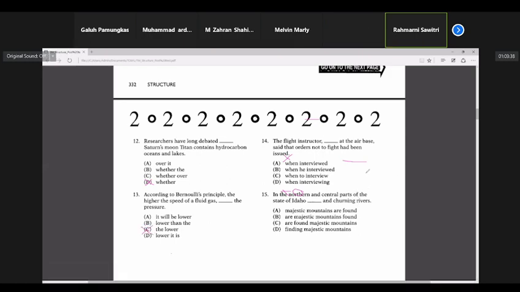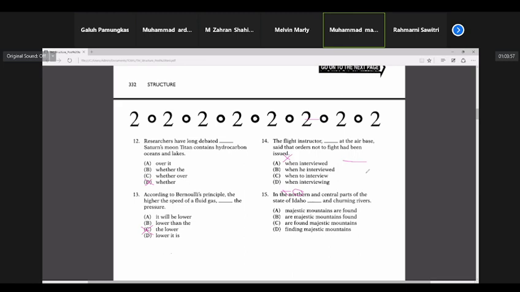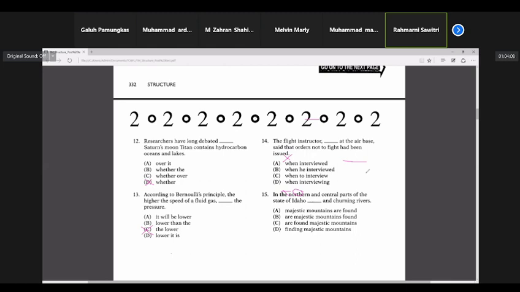Number 14, we have Muhammad Mario. Suara saya, Ma'am. Yes. 14 B, ma'am. B.